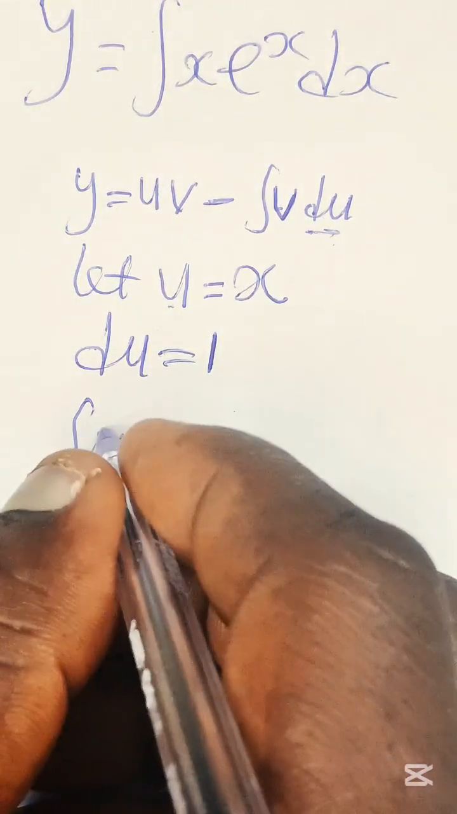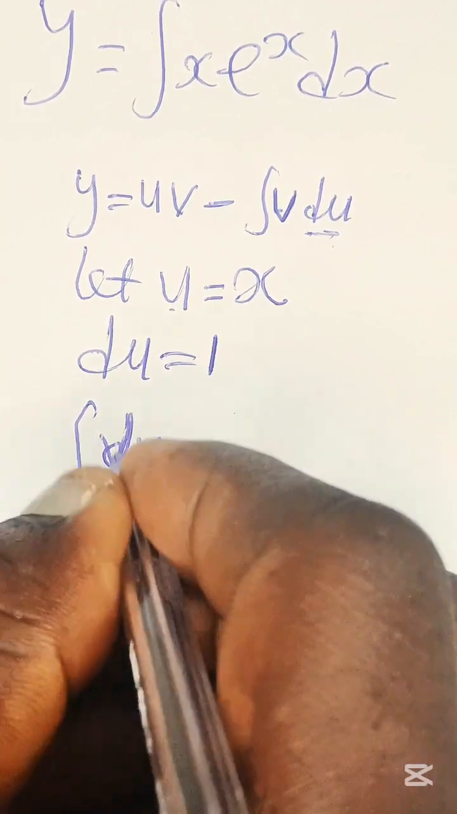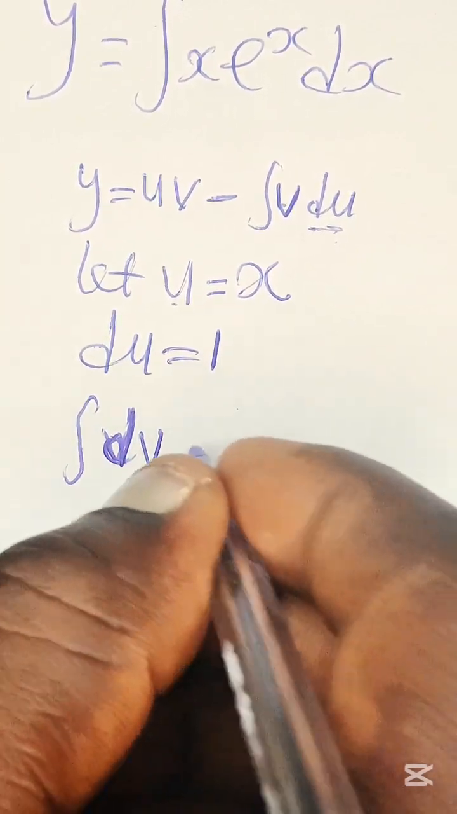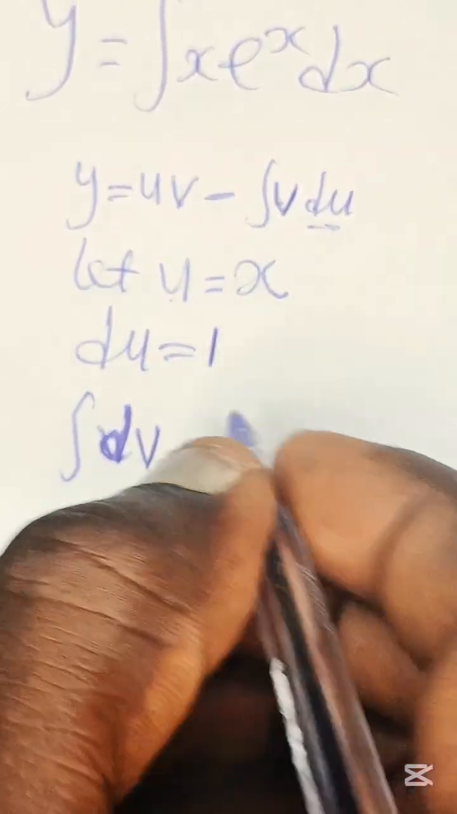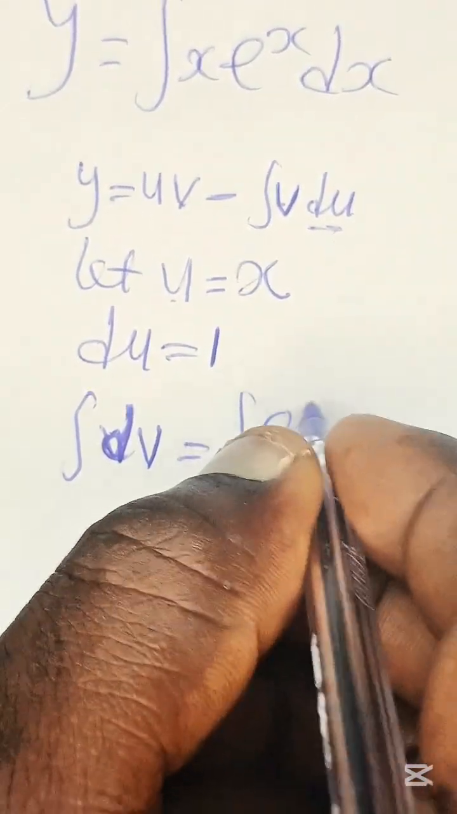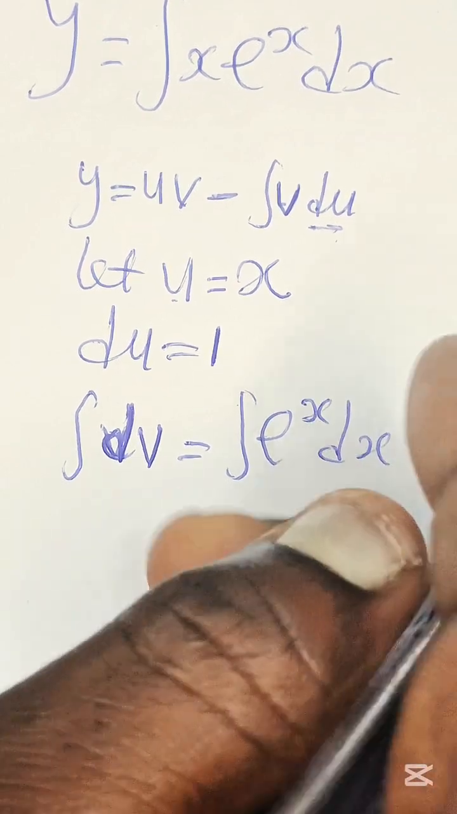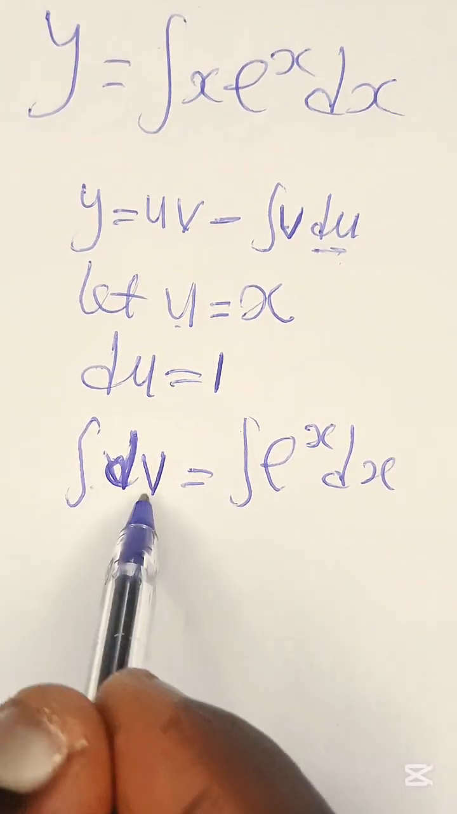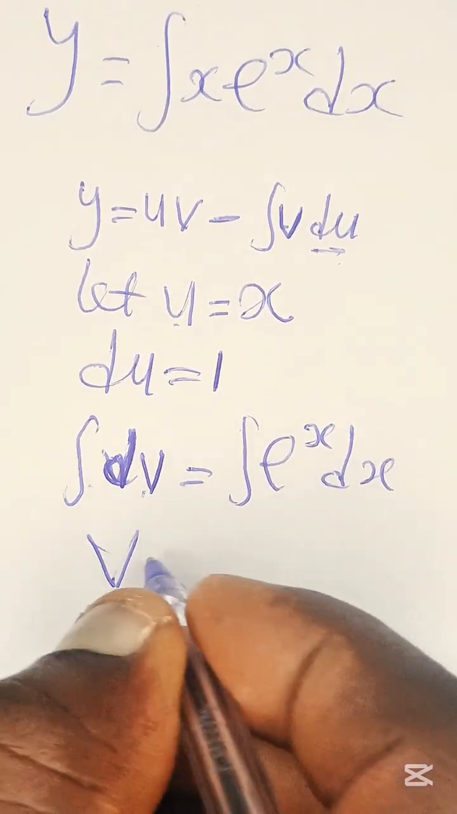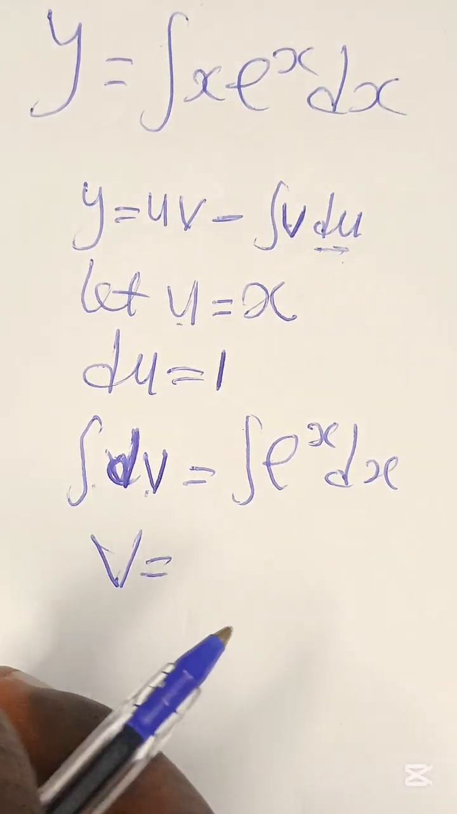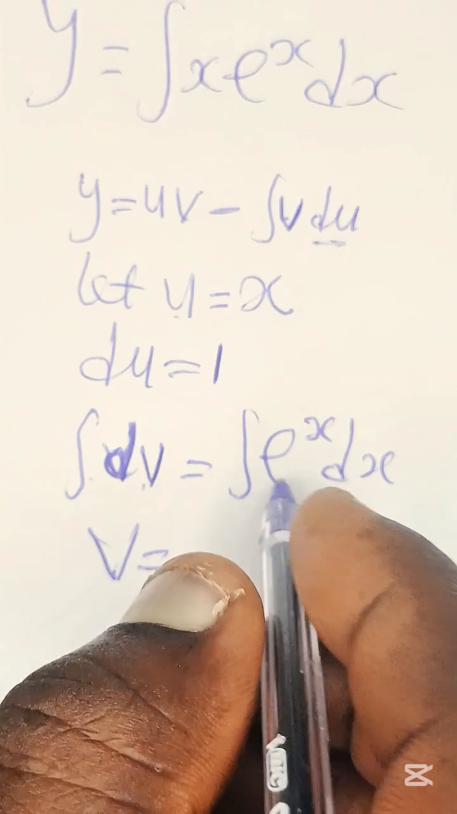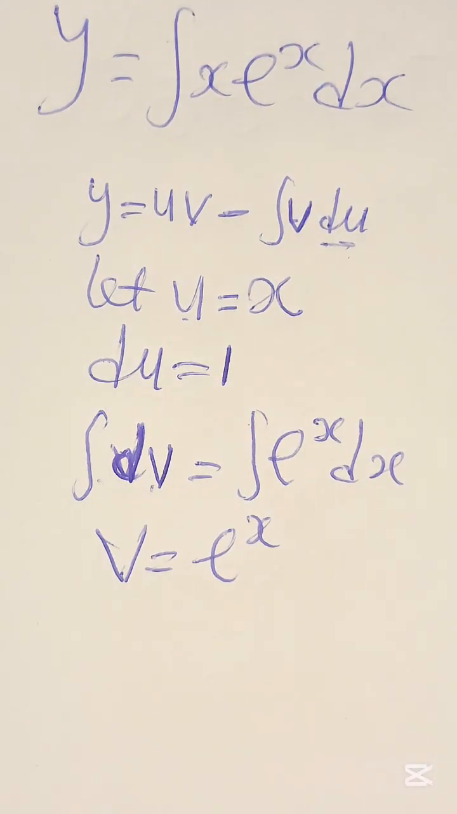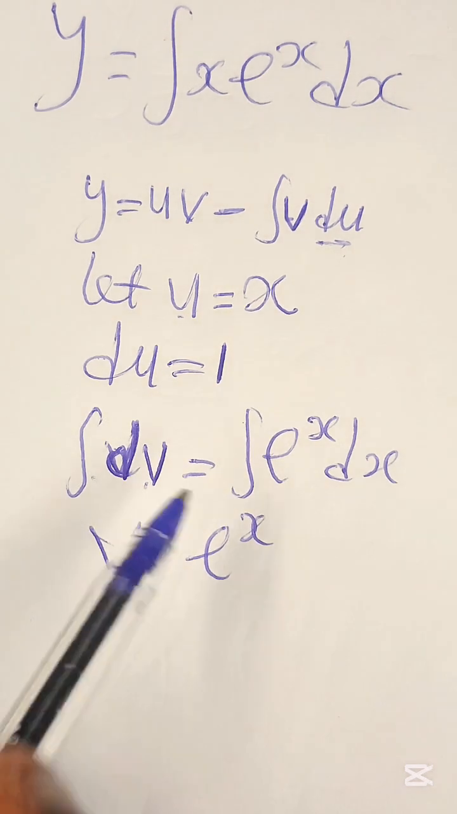This is integral dv. Integral dv is equal to integral e^x dx, correct? If you integrate dv, you get back v. If you integrate e^x, you get e^x. So we are not adding plus c yet because we are not done.